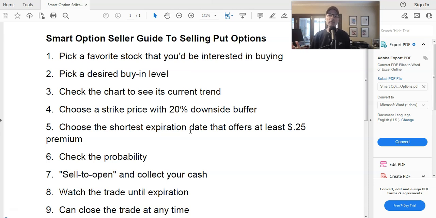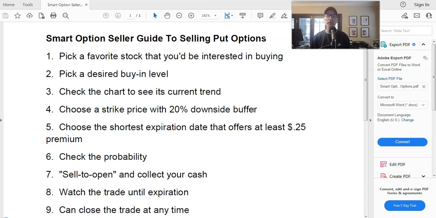Now, what does 25 cents mean? Well, when you're trading options, each option contract consists of 100 shares of stock. So you have to multiply 25 cents by 100 equals $25. So when you sell one single put option contract for 25 cents, you're actually getting $25 in your pocket. Okay? If you sell 4 of them, you're going to get $100 in your pocket.